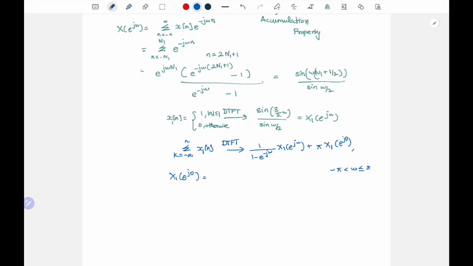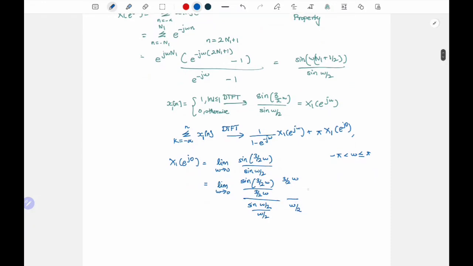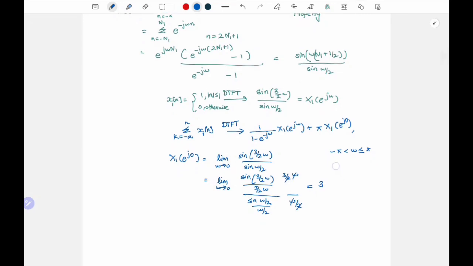So if you substitute ω equal to 0 here, you will get a 0 by 0 form. So you have to consider taking limits. Sin(3ω/2) by sin(ω/2). So how do you write this limit? ω tends to 0, sin(3ω/2) by (3ω/2) divided by sin(ω/2) by (ω/2). Here since I divided by 3ω/2, I'll multiply by 3ω/2. And similarly here I'll multiply by ω/2. So what will I end up getting? This will all tend to 1. So I'll get 3.